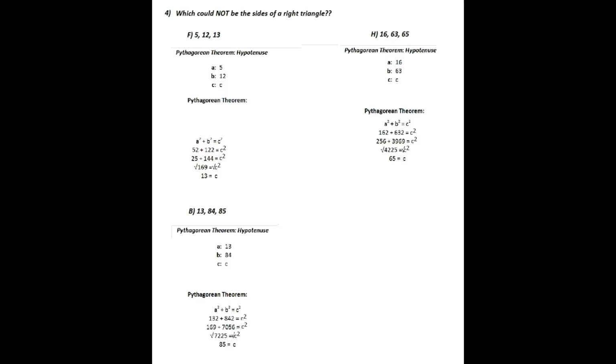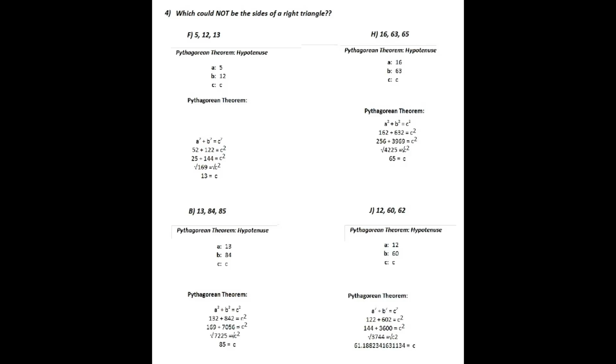So let's look at H. The sides are 16 for A, 63 for B, and 65 for C. Remember, your hypotenuse is always your longest side. So A squared plus B squared equals C squared. When we plug in 16 and 63, what do we get? We get 65 as our C. So H is a possibility.